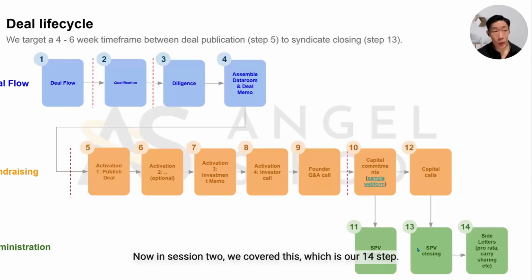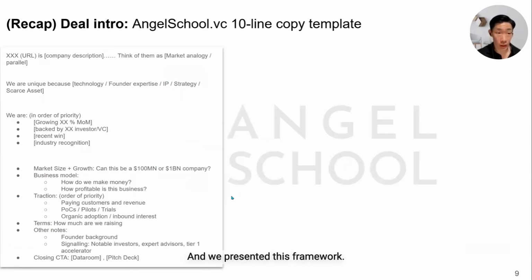Now, in session 2, we covered this, which is our 14-step deal lifecycle, end-to-end, what happens in an operating syndicate from the deal flow layer to the fundraising stage to the administration process. And I highlighted step number 5, which is publishing our deal memo, publishing a deal to investors, and best practices and a framework for communicating that deal out. And we presented this framework. We gave this what I call our 10-line messaging framework for how I communicate deals out to investors.